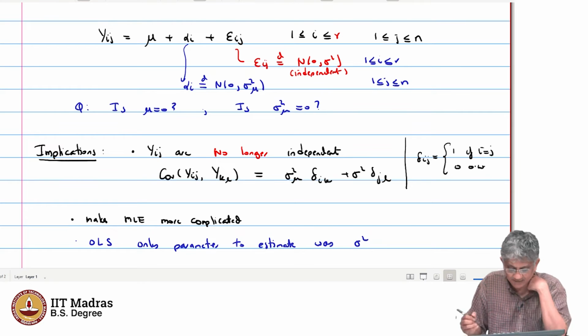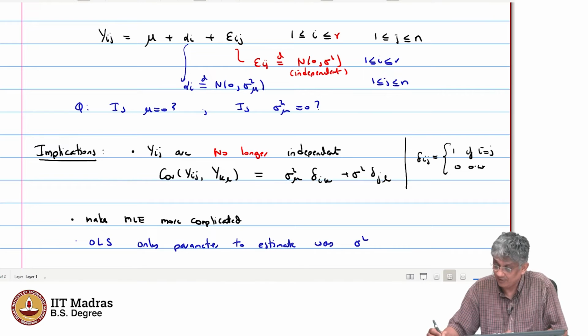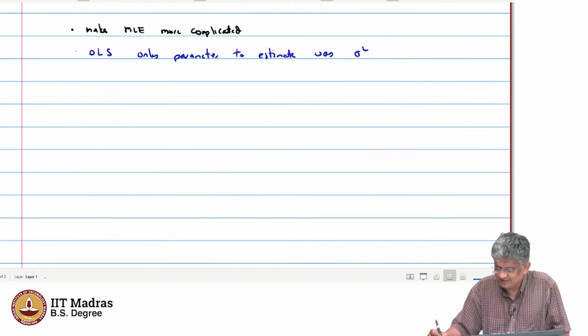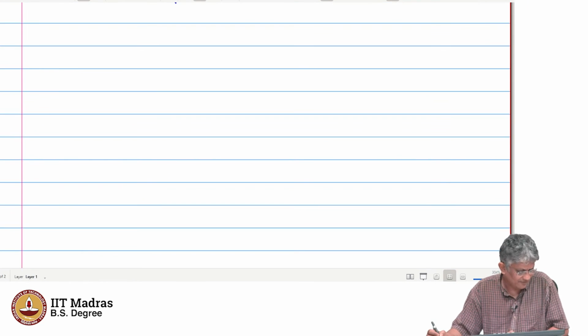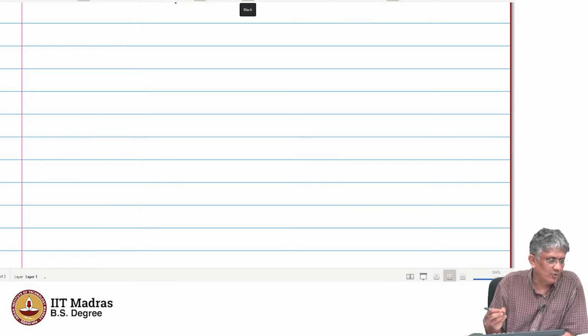So that's one contrasting feature and implication of this model. The moment you make alpha random, you will have this problem. So, very good, but the analysis is similar. It's not very different from the original analysis. So let's just do a one-way ANOVA table for this.